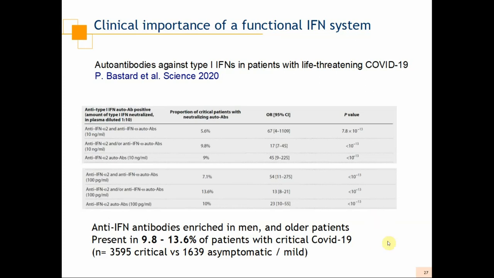And of course, the autoantibodies, the older you get, the more you have them. So it kind of explains partially why you get more severe infection in older people.